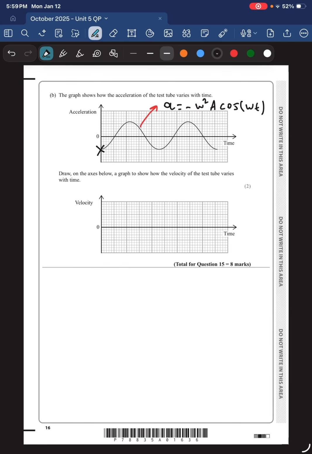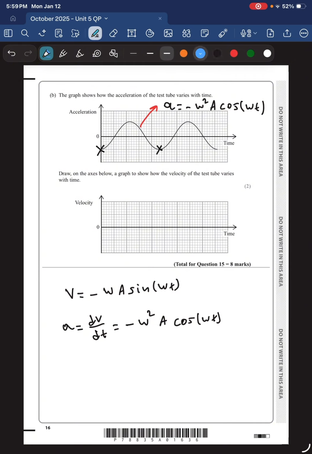Then in one period we are also at the minimum, and so on and so forth. So that's the equation describing the acceleration. What's the equation describing the velocity then? It should be v equals minus omega A sine omega t, because a is dv over dt, which is equal to minus omega squared A cos omega t, okay? So the graph for the velocity would look like this.